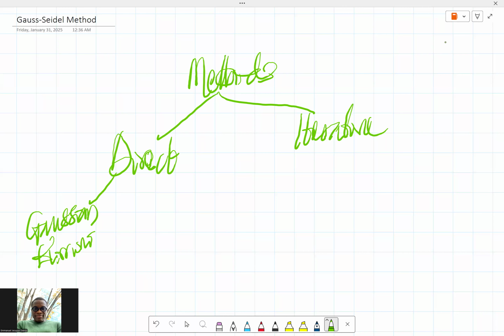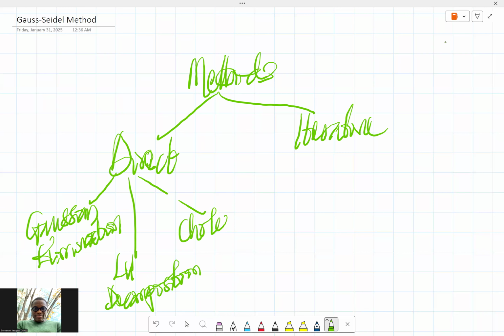Gaussian elimination. Then we've talked about LU decomposition that decomposes the coefficient matrix into the product of a lower triangular and upper triangular matrix. That's why we have LU, lower upper decomposition. And then we have the Cholesky decomposition. So the Cholesky decomposition actually factorizes the coefficient matrix into the product of a lower triangular matrix and its transpose.